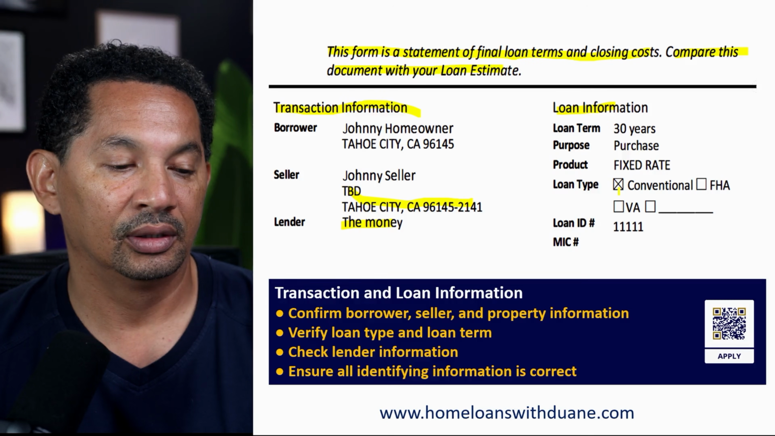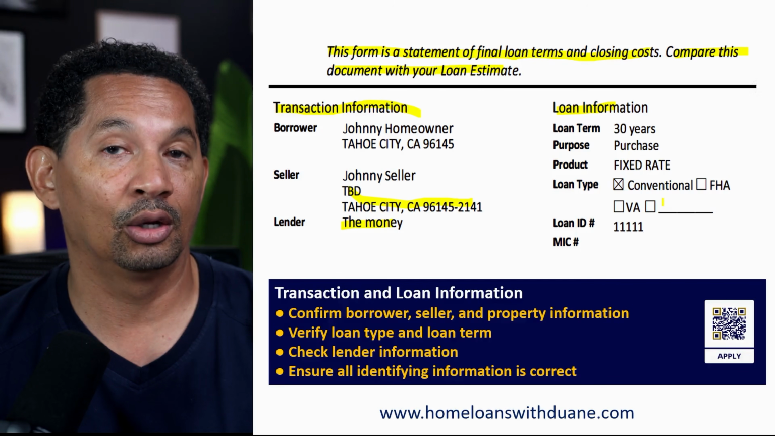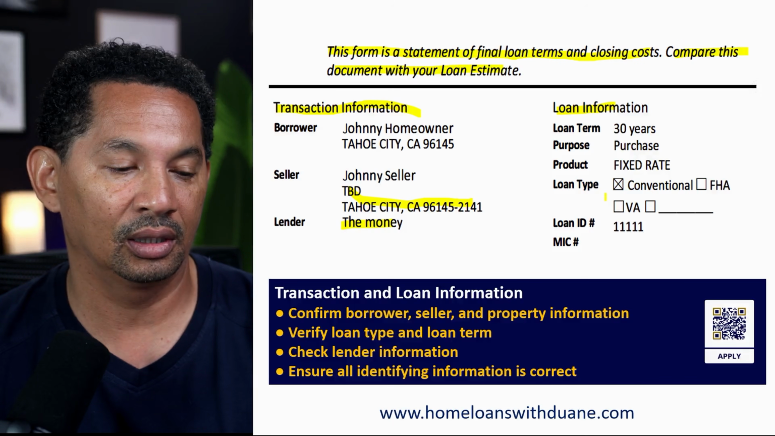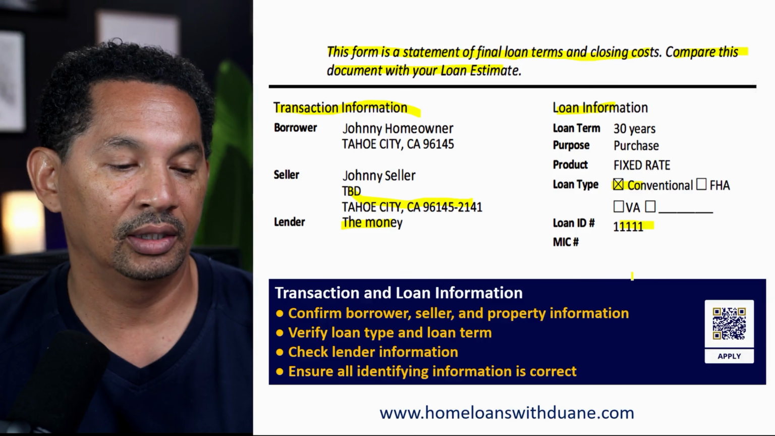Now, the difference between this one and the loan estimate is that it does not have that section asking if the interest rate is locked, because you cannot get a closing disclosure unless your interest rate is locked. So this is 100% locked. You can see here the conventional loan is checked. The loan number would be right here as well.